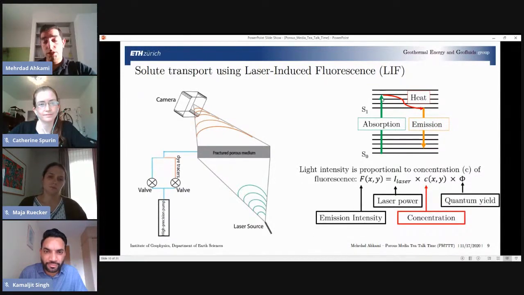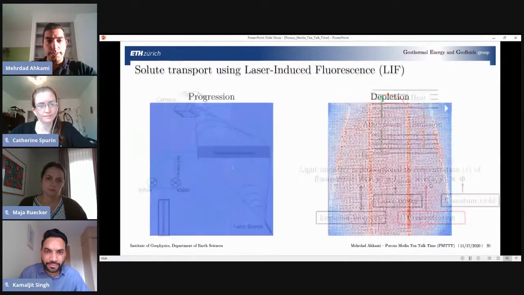And the intensity of this emission depends on various factors, such as laser power, for example, or quantum yield. But what's important here, which is also a variable, is the concentration. So we are able to link the light intensity with concentration in our LIF experiments.